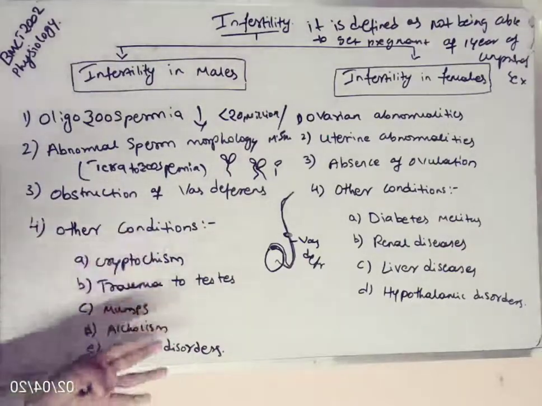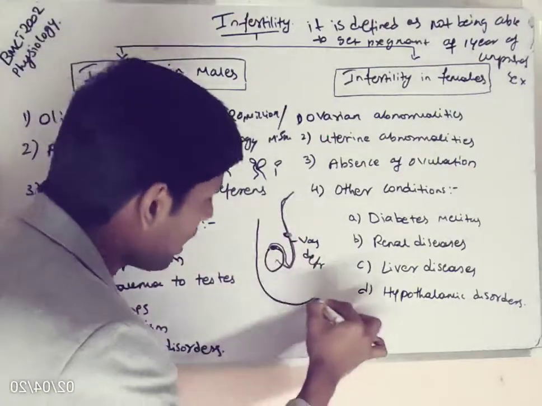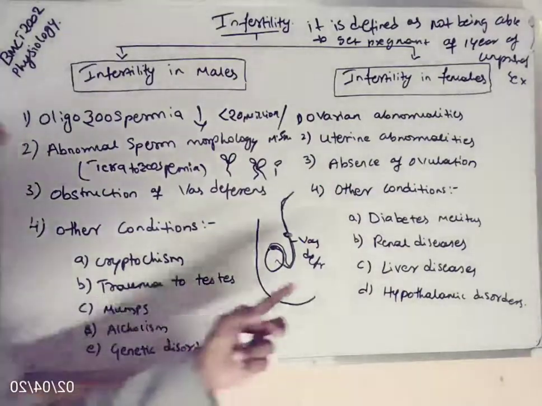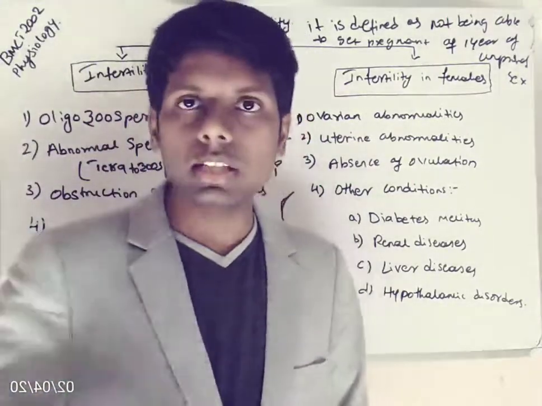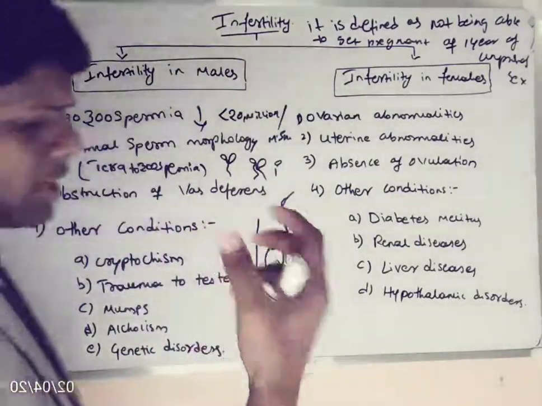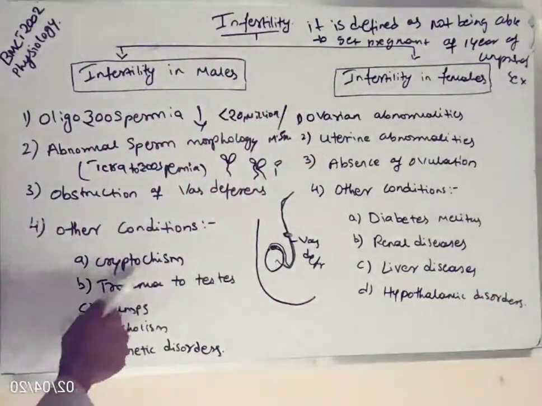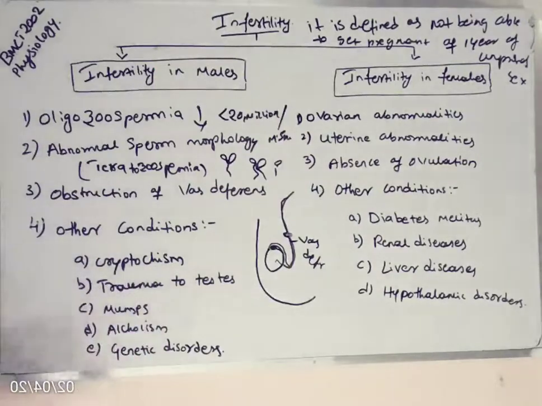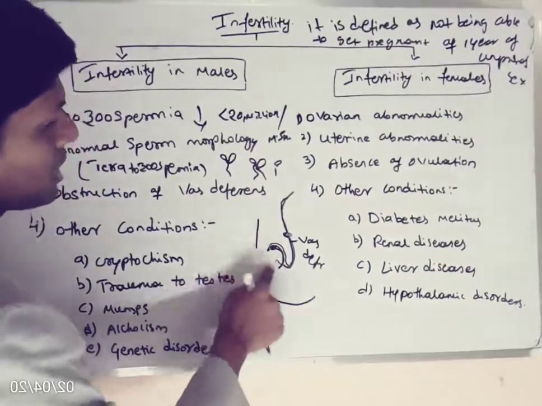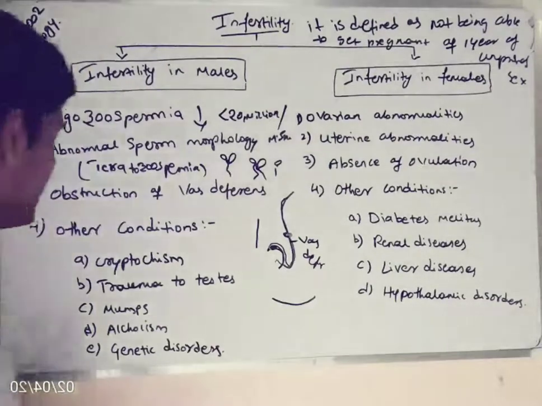Other than this, we have other conditions like cryptorchidism. Cryptorchidism means the testes won't descend into the scrotal sac. So the testes will be in the abdomen of the growing baby or the person. That condition is called cryptorchidism, and it results in lack of sperm production. Due to lack of sperm, they can't reproduce. Then the second one is trauma to the testes. If the testis has any mechanical damage, bleeding disorders or trauma, that obviously results in decreased sperm count. That results in infertility.